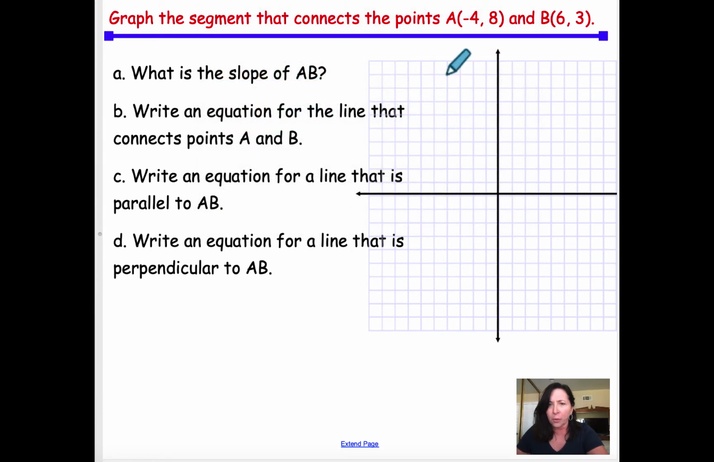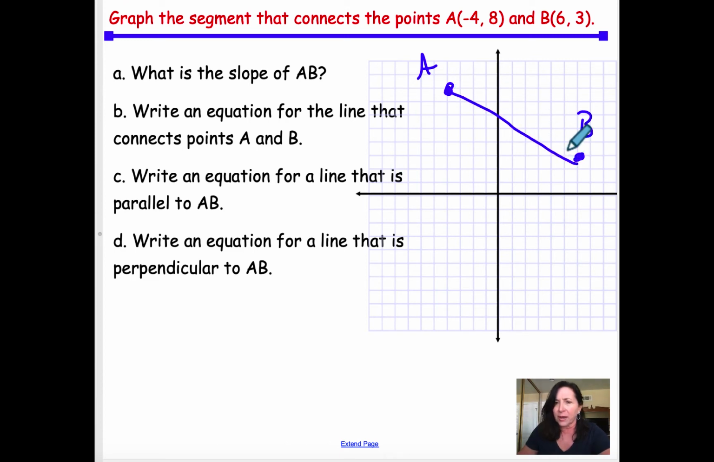We have one point that is at (-4, 8). So 1, 2, 3, 4, all the way to 8. And so that's my A value. We have B, which is 1, 2, 3, 4, 5, 6, and 1, 2, 3. So here's B, which is (6, 3). And it says graph the segment that connects these two points.